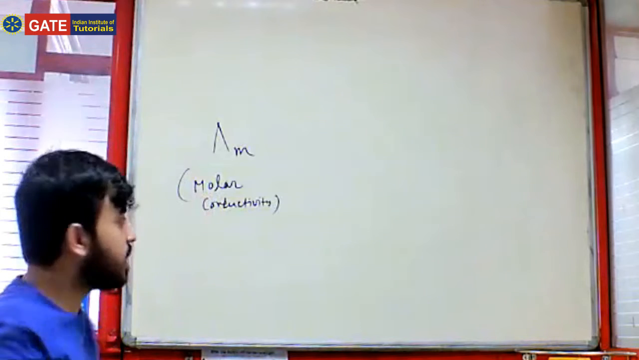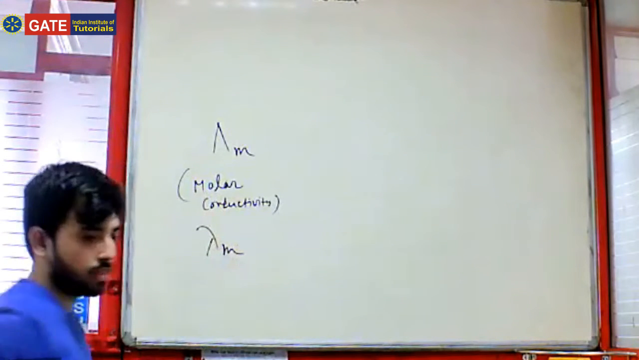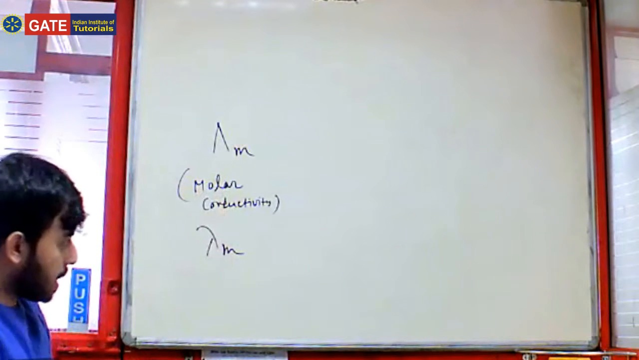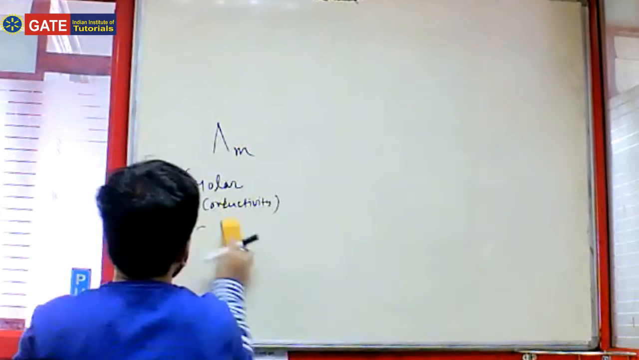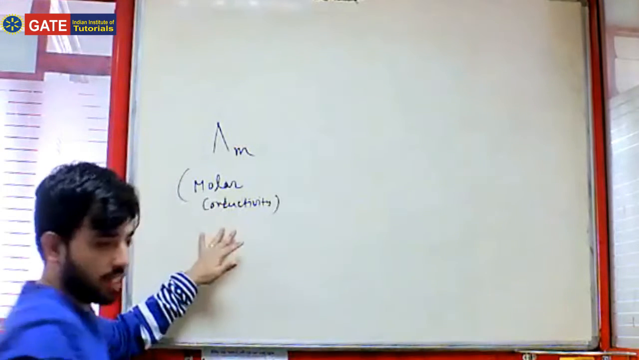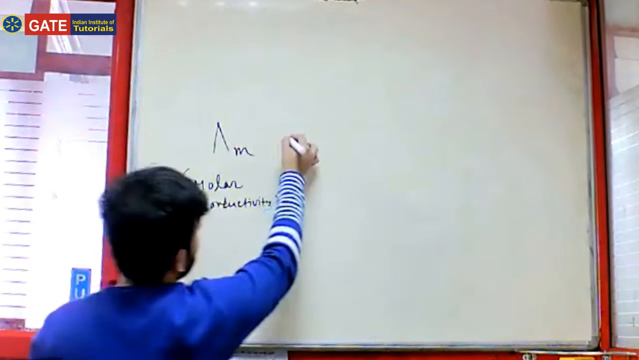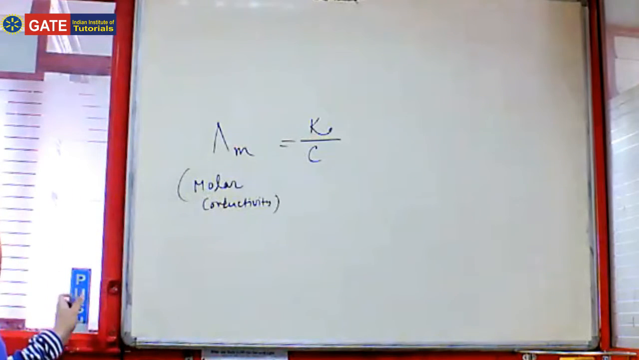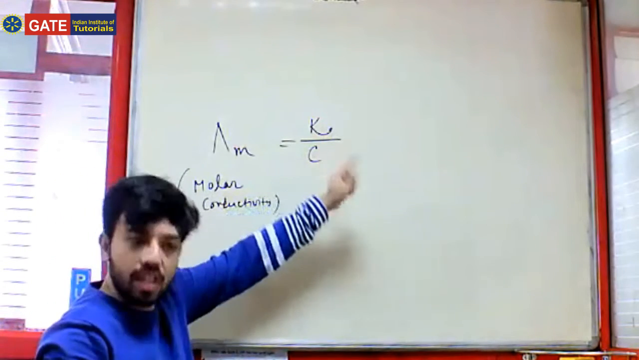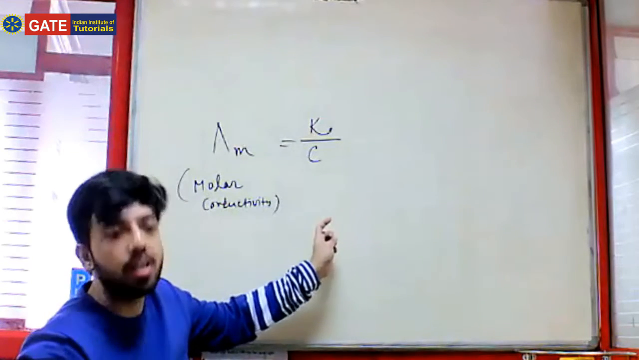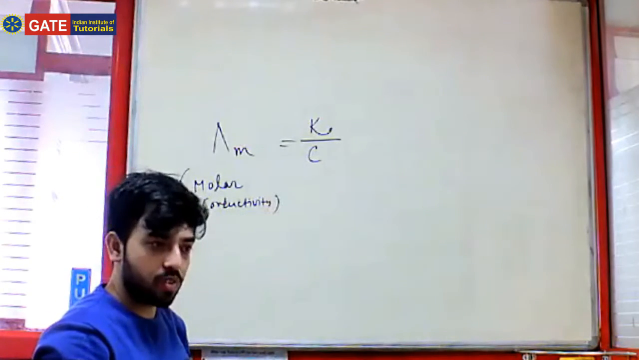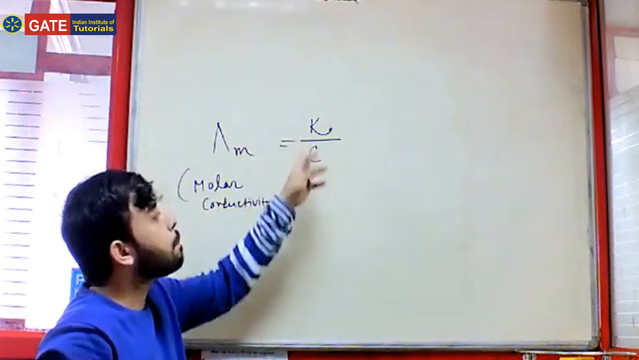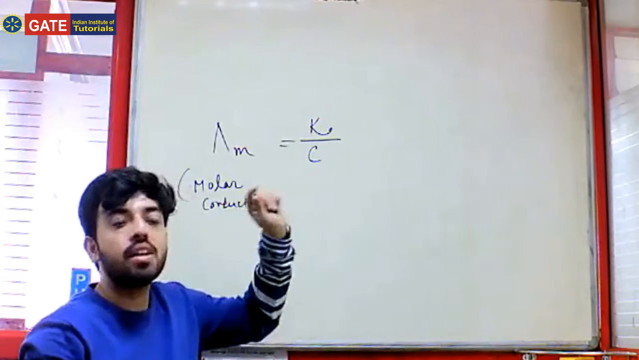You can follow any book, but this is the way of representation. Some books write small lambda, some big lambda; capital or small, you can do it either way. So molar conductivity is nothing but kappa divided by C. What is kappa? Kappa is the conductivity. Since it is molar, it has to be divided by the concentration. Understood? So this is the formula for molar conductivity: kappa divided by C.